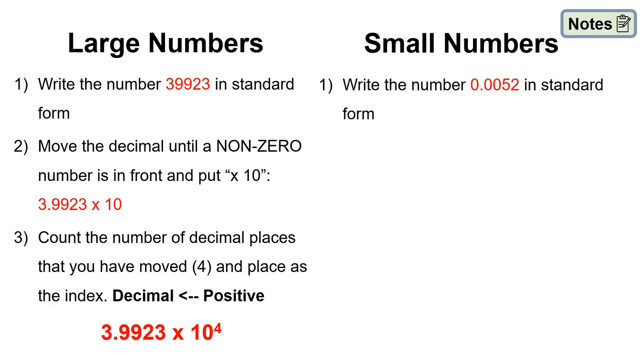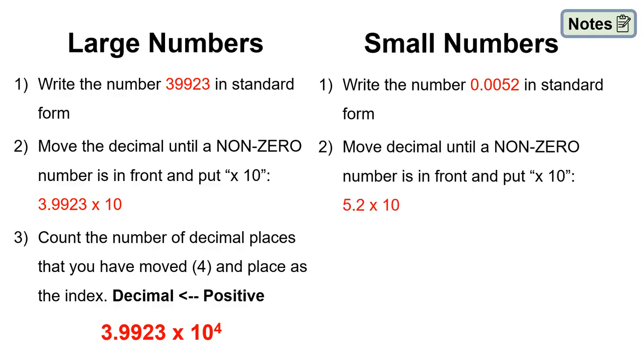And then for small numbers, you write the number in standard form. Move the decimal until a non-zero number is in front. So let's write 0.0052 in standard form. We move until a non-zero number is in front, and we multiply by 10. So there's a non-zero number there, which is 5. So now it's going to be 5.2 multiplied by 10.